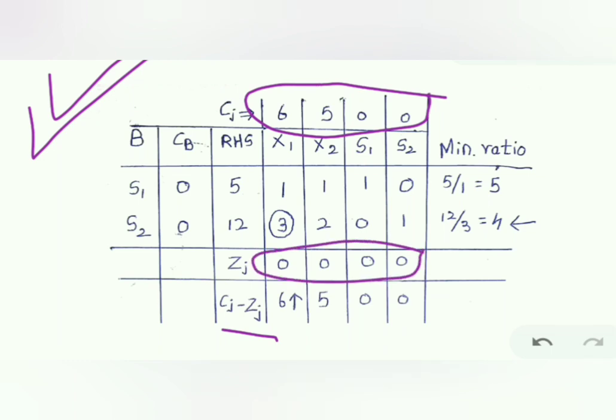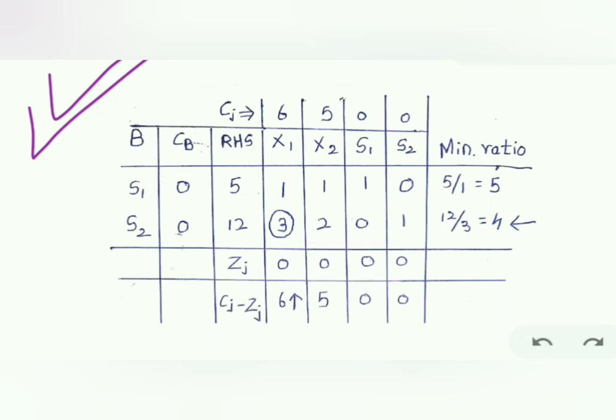Cj we already have, and Zj we got right now. Find Cj minus Zj: 6 minus 0 is 6, 5 minus 0 is 5, 0 minus 0 is 0, and 0 minus 0 is 0. But it is not negative or 0. See, 6 is there, 5 is there. Tell me, which is greater, 6 or 5? Why are we asking this? See, this is not our solution. s1 and s2 is not our solution.